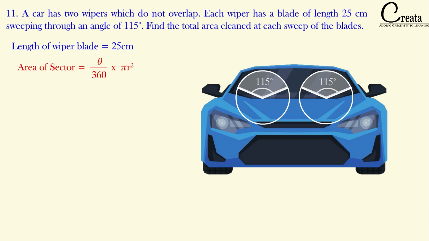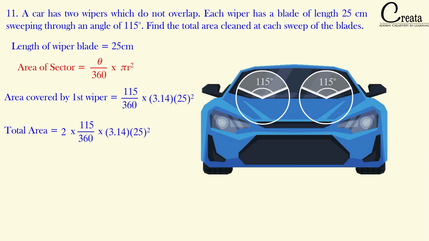So let's apply the formula. For the first sector, it will be theta upon 360 into pi r square. Theta is 115 and radius is 25 cm. And the area of the sector in both the case is same. So total area will be twice. Both the area are same. Let's solve it. We got our answer as 1254.96 centimeter square. That is the total area cleaned by the blades. Got it? So we have done with the question number 11. Let's move to question number 12.